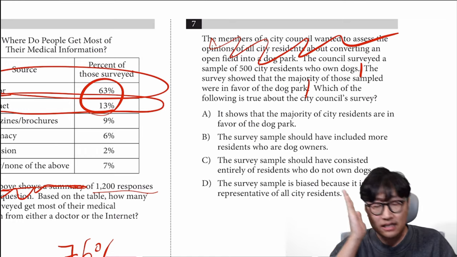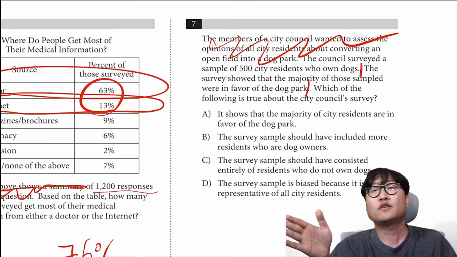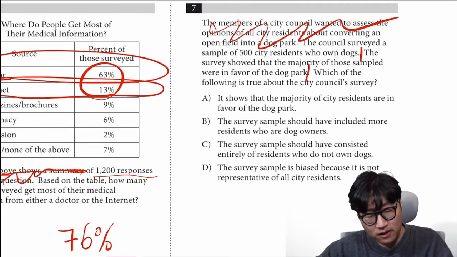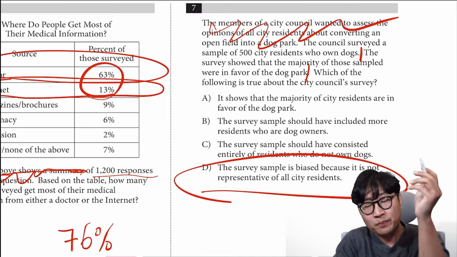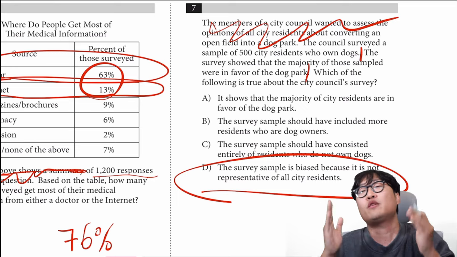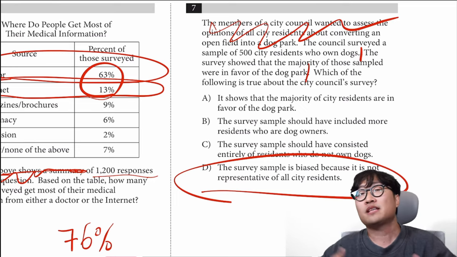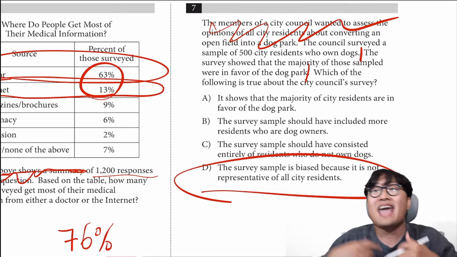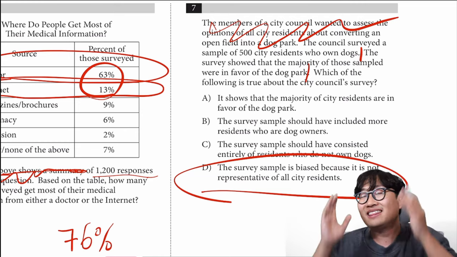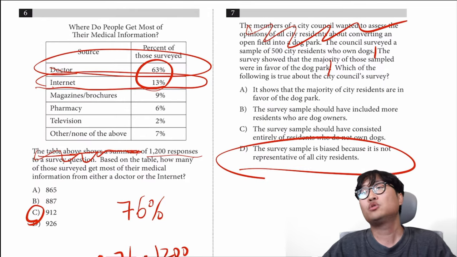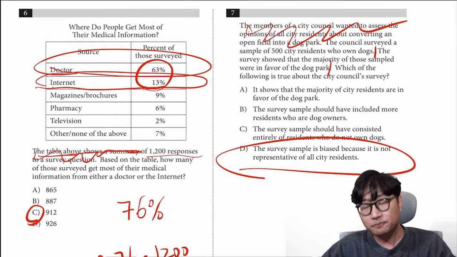In this question, you're asking dog lovers whether we should have a dog park or not. What do you think they're going to say? This is biased. So answer choice D is correct. The survey sample is biased because it is not representative of all city residents. You've got to do a random sampling of people who have dogs, people who don't have dogs, and see what people have to say about it. That's a fair way to put it, right? You cannot ask about a dog park to dog lovers. You just can't do that.